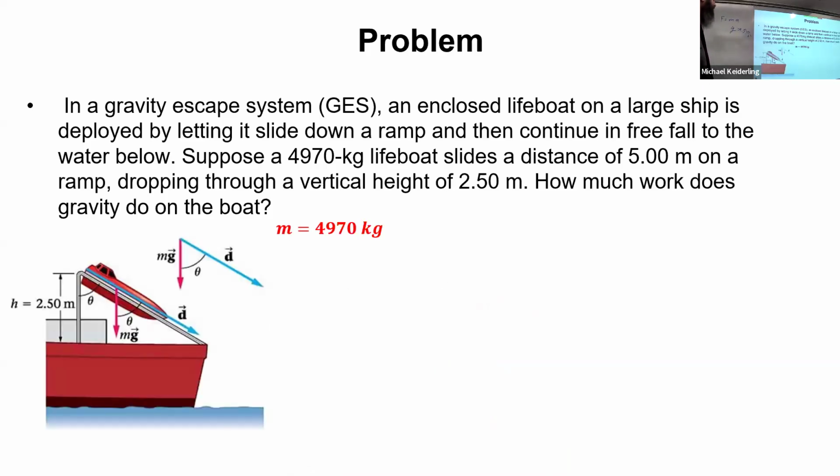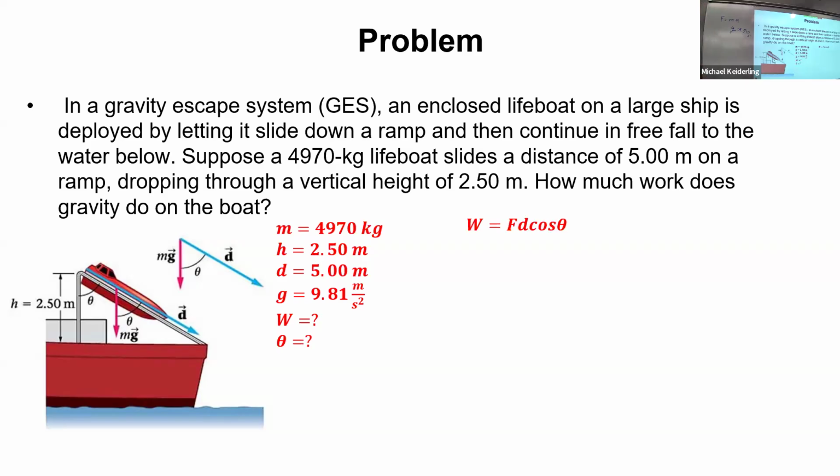So what do we know? Mass is 4,970 kilograms. Height is 2.5 meters. The distance along the ramp is 5 meters. g is 9.81 meters per second squared. We want to find the work. To do that, we need to know the angle and the force. Well, the force is mg, so work is force times d cosine theta.